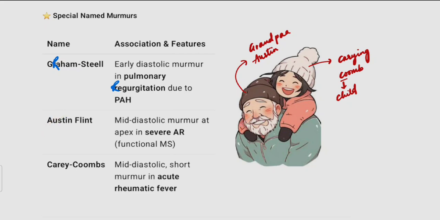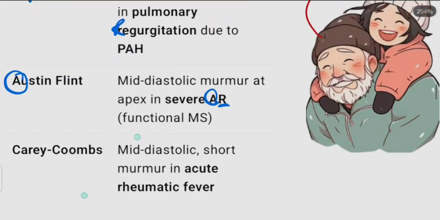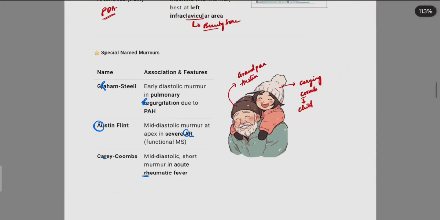No offense, but all these are diastolic murmurs, and like grandfathers, eventually every one of us is going to die, so we're going to remember it's a mid diastolic murmur at the apex. And this is Austin; with Austin we remember AR, aortic regurgitation. Next you have Carey Coombs. Carey Coombs is a mid diastolic short murmur, and we know Carey Coombs is seen in rheumatic fever. And that's it about the special named murmurs.